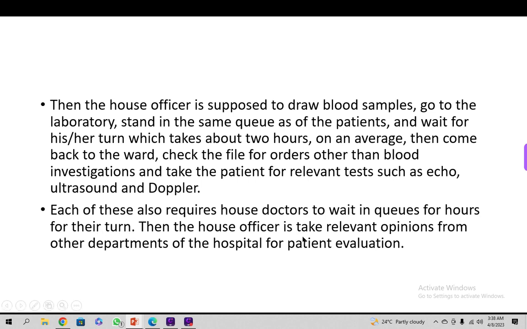Then the house officer is to take relevant opinions from other departments of the hospital for the patient evaluation, for which the referral has been given. Go to the cardiology ward and take the opinion. You take the patient with you and go to the cardiology ward where again the same queues are there, and you have to wait for the consultant. He will ask you why they have sent, and so on.